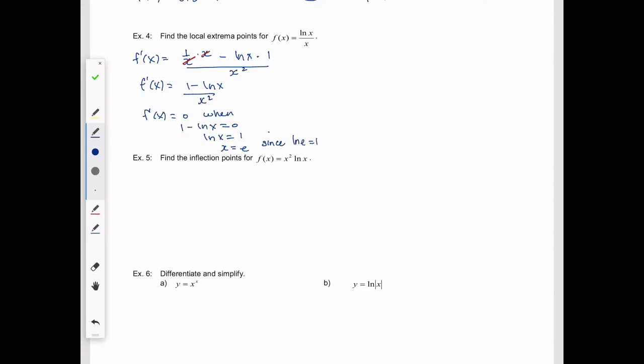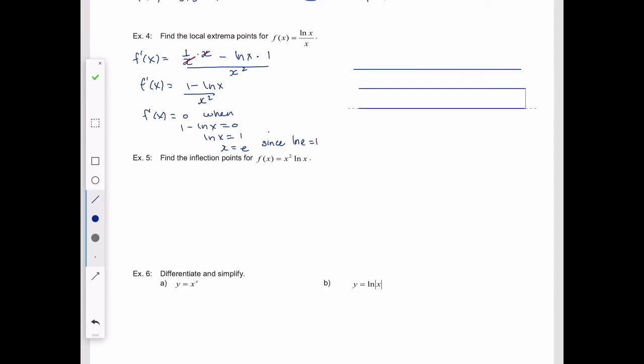So the next thing I think I've got to do is make a chart to see if it's a maximum or min, or I can test values, right? But I think this is more of a chart type question. So I need one column for x, one for f prime of x, and one for x. So here we go.